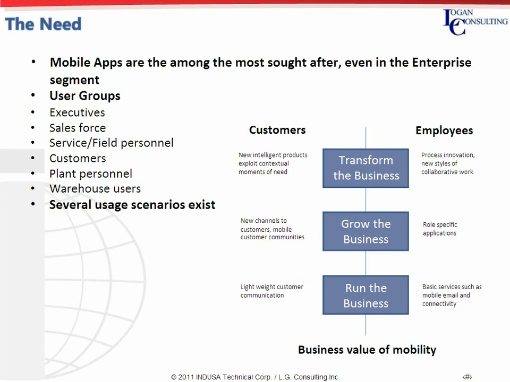I do also want to point out the chart on the right-hand side, where we want to shed some light on the business value of mobility and how it can help transform, grow, and run the business from both your customer's perspective and also your employee's perspective. You can transform the business through mobility on the customer side by identifying new intelligent products, and on the employee side through process innovation and new styles of collaborative work. Mobile apps can help you grow the business by providing new channels and communities to customers and by supplying role-specific applications to employees. Lastly, mobile apps help you run the business by providing lightweight communication options to your customer and also provide basic productivity tools such as mobile email and connectivity to your employees.